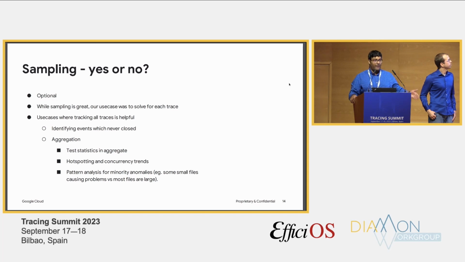When you track all the traces, you can identify the unclosed events. We'll see an example of that. You can also test statistics in aggregate. You can identify hotspotting and concurrency needs better. And you can start doing pattern analysis, track anomalies, find errors, and have a higher chance of finding errors.